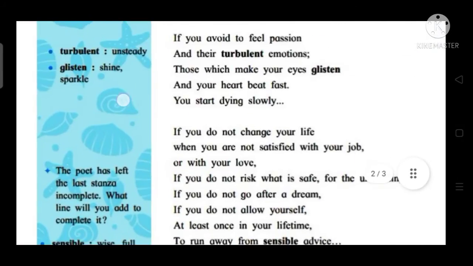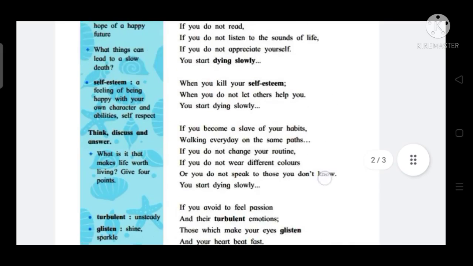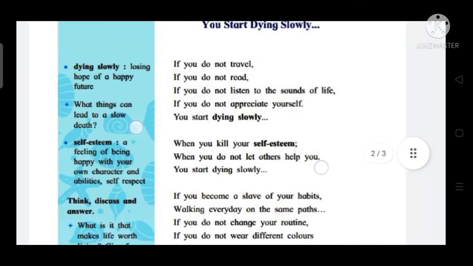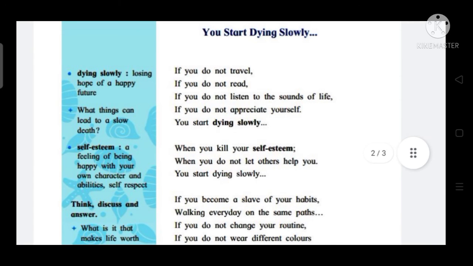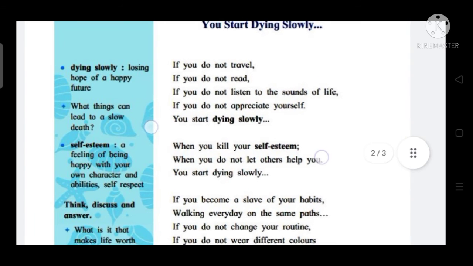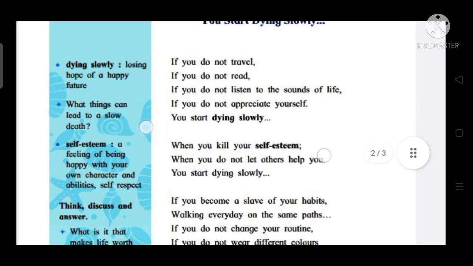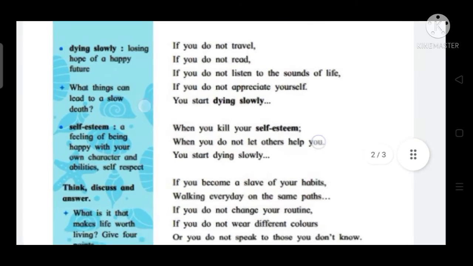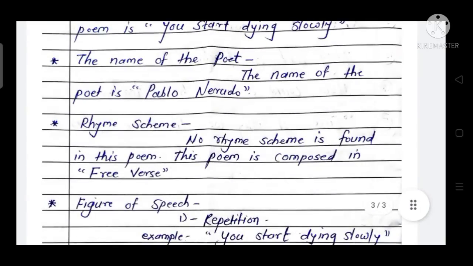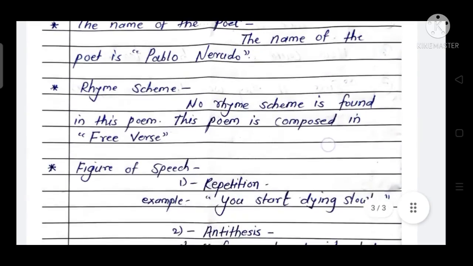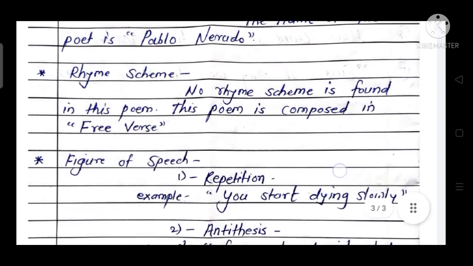While going through this poem, we come to know that there are no rhyming words in this poem, and if there are no rhyming words in the poem, that time this poem is considered to be free verse, means it is composed in free verse. Therefore no rhyme scheme is found in this poem. The poem is composed in free verse.